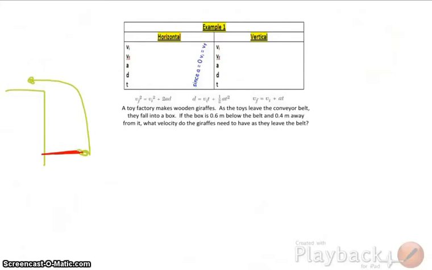Alright, so 0.4 meters away, 0.6 meters down. Well, let's fill in these numbers. We know that it falls 0.6 meters, so we have a displacement in the vertical, because it's falling, of negative 0.6. Horizontally, it's going 0.4 meters away, so we have a horizontal displacement of 0.4. And you see how I separated horizontal and vertical. Two different directions, two different sets of variables, VI, VF, A, D, T for both of them.